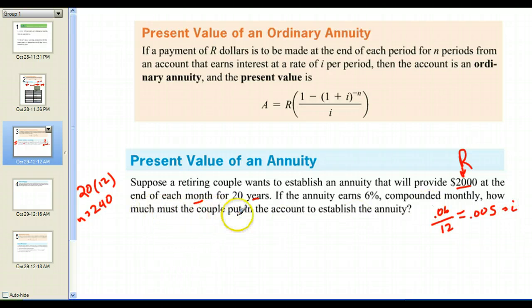And we want to know how much the couple must put into the account to establish the annuity, to get things started. This is what they have to build up to be able to take this $2,000 at the end of each month. Okay, so we've got R, we've got I, we've got N, so we're ready to go. So A equals R is 2,000, parentheses 1 minus parentheses the second set of parentheses, 1 plus I is 0.005, right, raised to the negative N, which is 240.